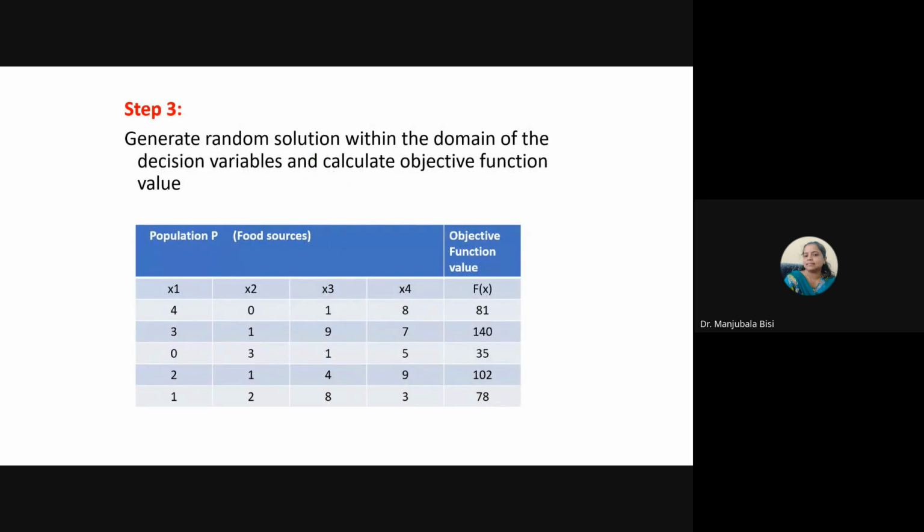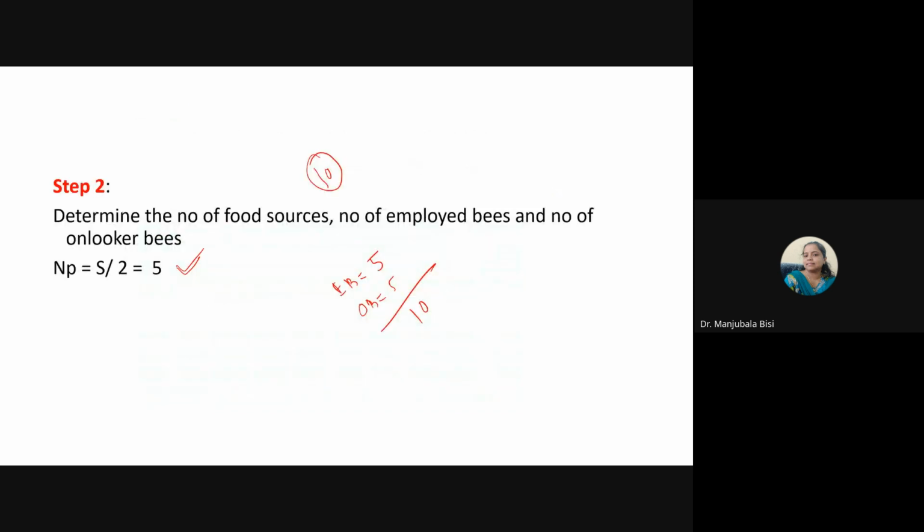Now our lower bound is 0 and upper bound is 10. As you remember from the pseudocode of the ABC algorithm, first you have to initialize the parameters. We have our objective function, LB value, UB value, termination criteria and limit value. Then we have to generate the initial population of size 5, because we have considered NP equals 5 here.